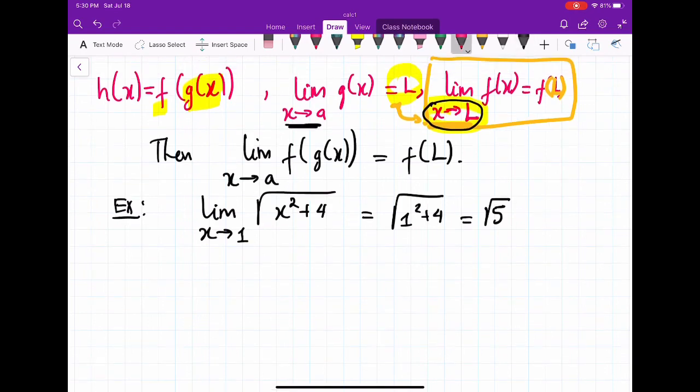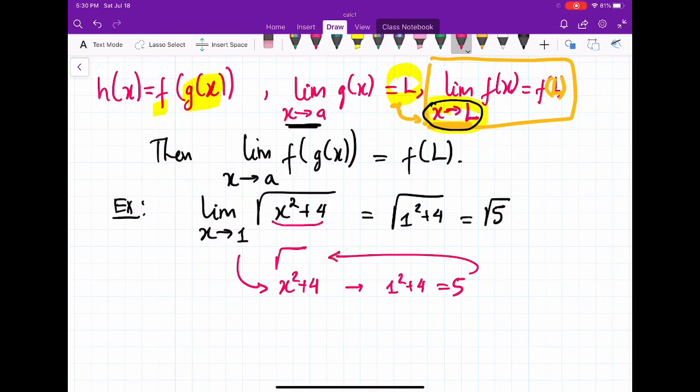Of course, you have two functions in here. If you want to apply the property for a composite function, you might think we have the square root as one function, and another one is x squared plus 4. When you plug x equal to 1 into x squared plus 4, you get 1 squared plus 4, which is 5. Then you plug 5 into the square root, and you get the square root of 5. It's almost the same, but when you have a function, you need to consider the limit of that function at some point. Just plug the point into the function.